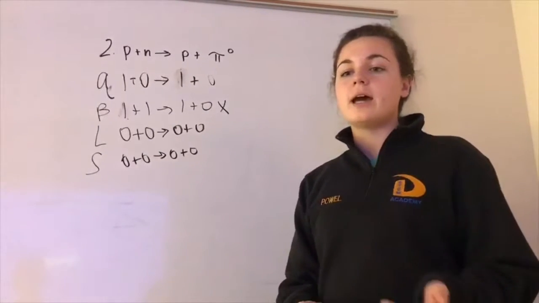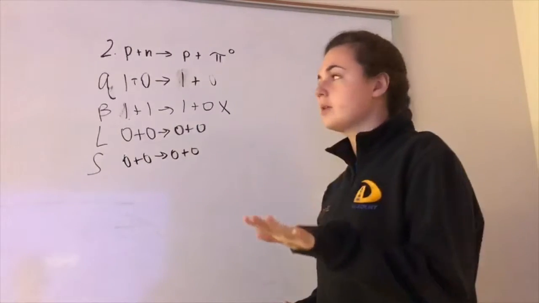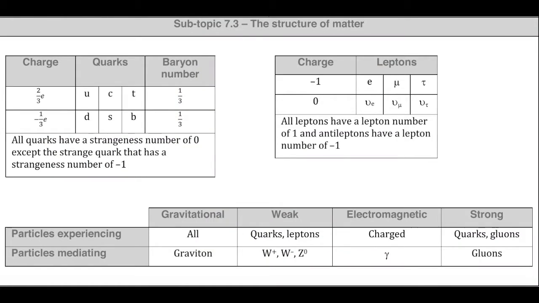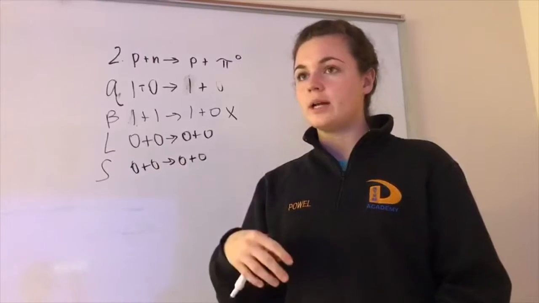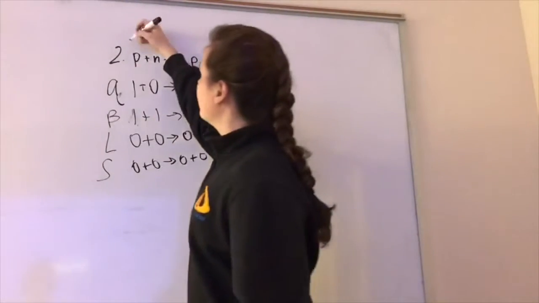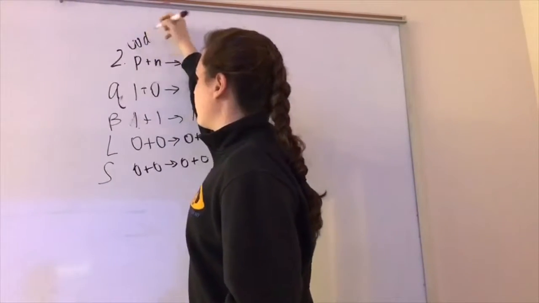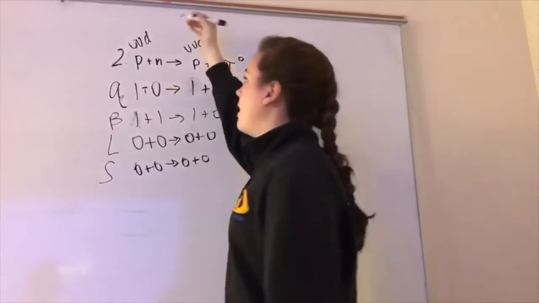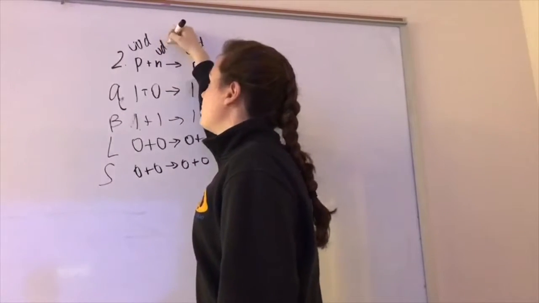So now we're going to look at the data booklet, and as you can see in the data booklet, in the left-hand side, there is the up and down of quarks. So in a proton, quarks have 2 up quarks and 1 down quark. Then in neutron, they have 1 up quark and 2 down quarks.